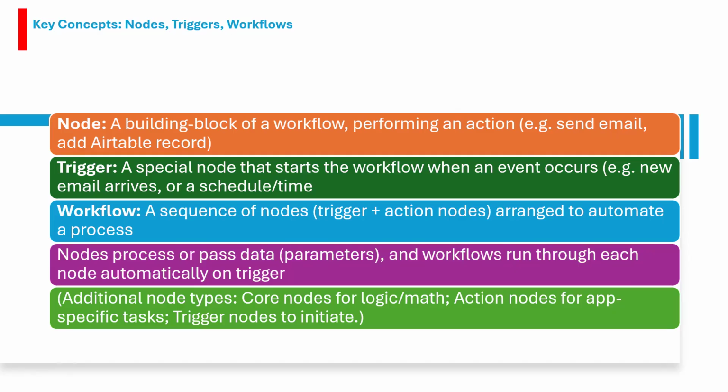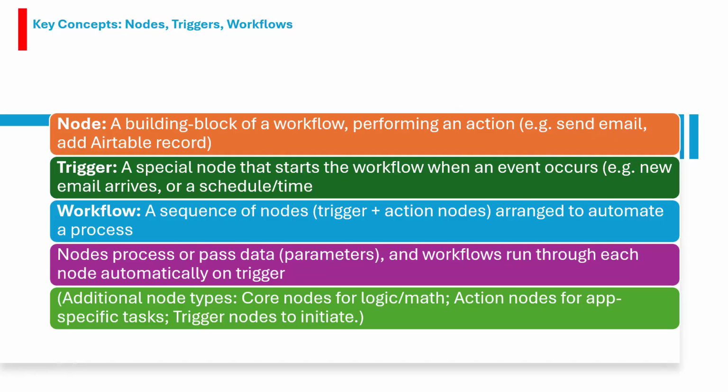Good. So we also have a workflow, from the word workflow, a sequence of nodes, trigger plus action. That means after a trigger, what happens? That's a workflow, arranged to automate a process. For example, when you receive an email, summarize the email and send it to my Telegram or my Slack. That's a flow from here to there. The flow can be longer than that.